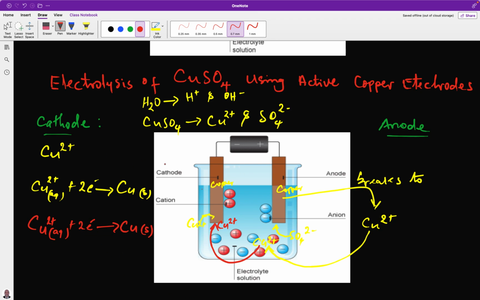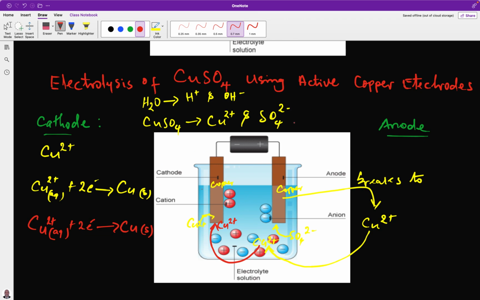The cations will go to the cathode, and in that case we had copper and hydrogen ion. Then at the anode, we will also have the sulfate. But remember that since they are active electrodes, at the cathode, the copper in solution does what? It will get electrons and is reduced to copper solid.